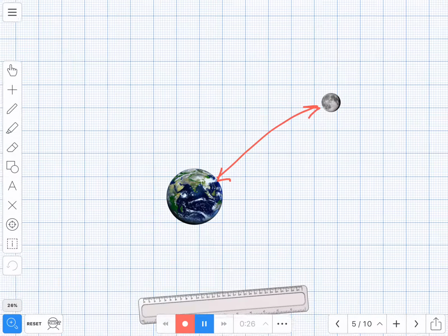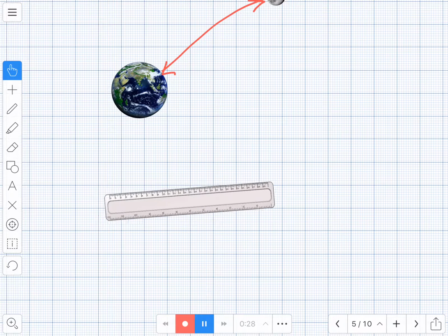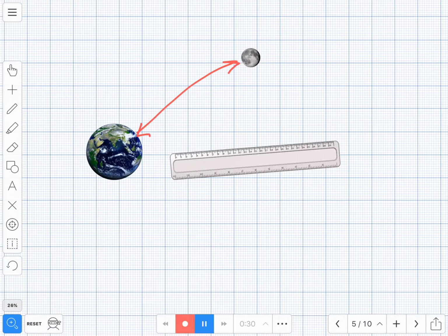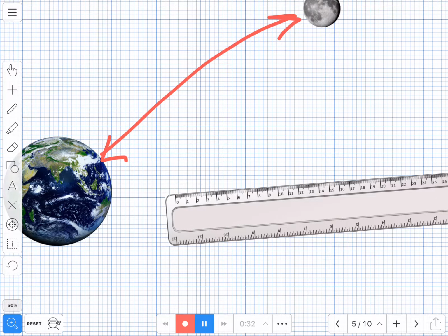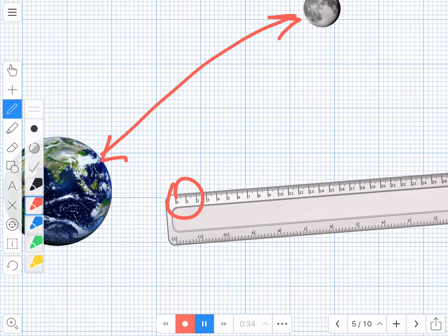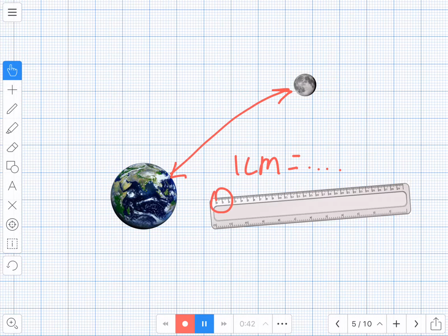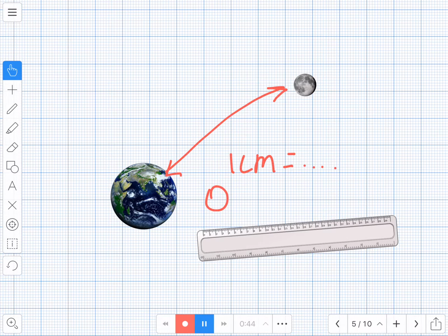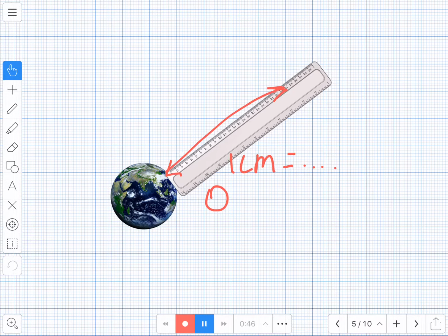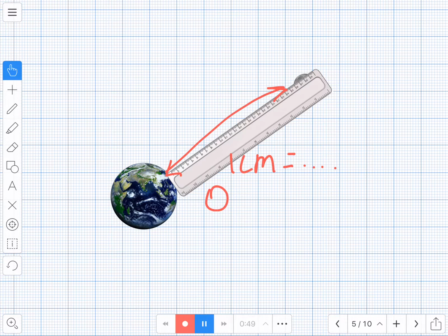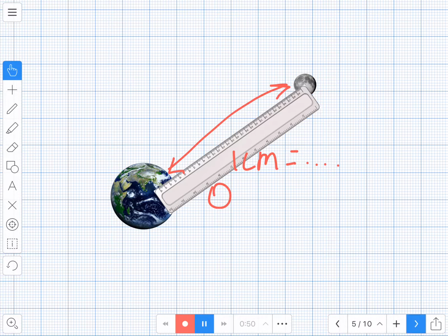I might need something else to help me. I'm going to need this ruler, which I'm going to bring back over to my page, and I'm going to make a scale of 1 centimeter is going to equal, you do the rest of the math. I can also move this calculator around, so it's going to help me. I can angle it, it can go in there, and that's going to help me to find out the distance.